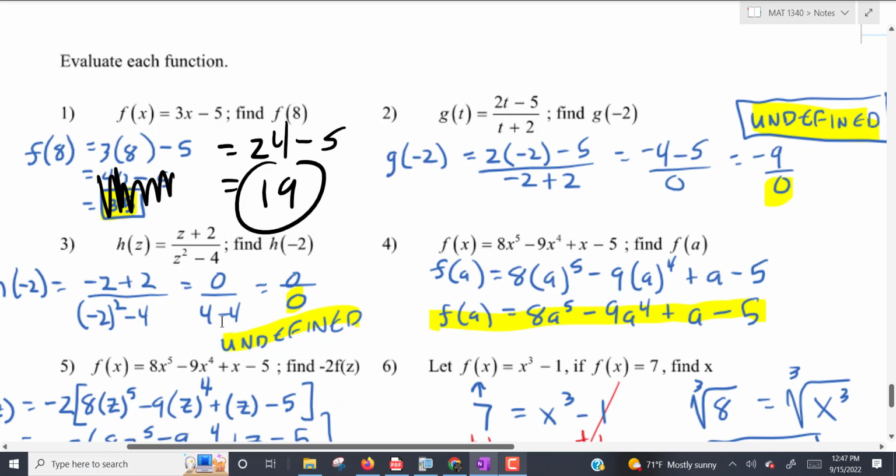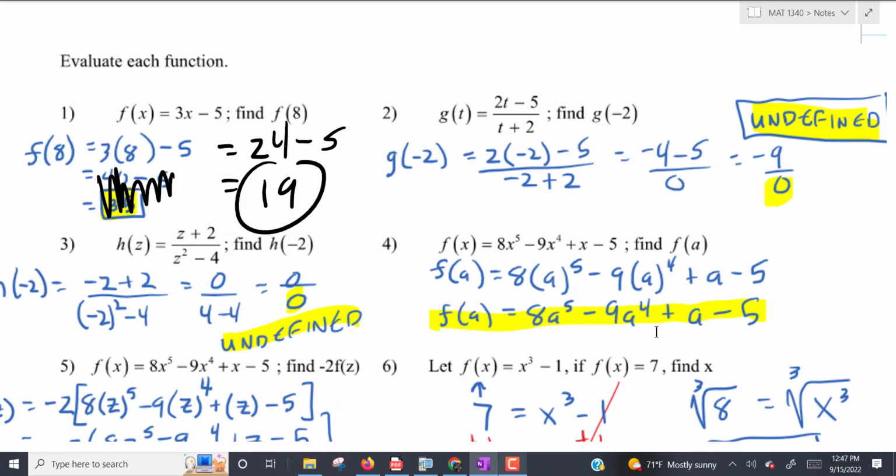Number 3, you would end up with 0 over 0. It seems like everybody had that. That one's also undefined. It doesn't matter what the numerator is. The denominator is 0. That means it's undefined. Okay. The last one's real simple. All of the x's change into a's. So you get 8a to the fifth minus 9a to the fourth plus a minus 5. Okay. Does anybody have any problem with those first 4 or any questions on those? Okay, I think we're good with that.